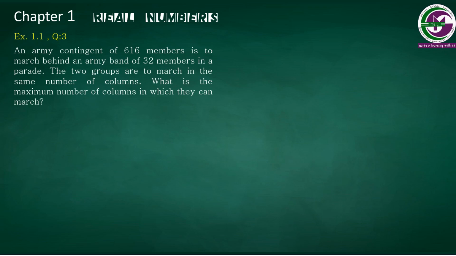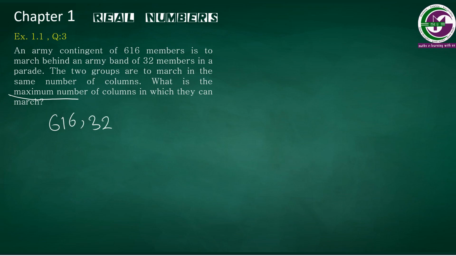That means the number of columns must be the same. So the number of columns must be a factor of 32 and it must be a factor of 616. That means we need to find the common factors. But here we have the maximum number. That means it should be the highest common factor. The highest common factor means HCF. So we are going to find the HCF of 616 and 32.